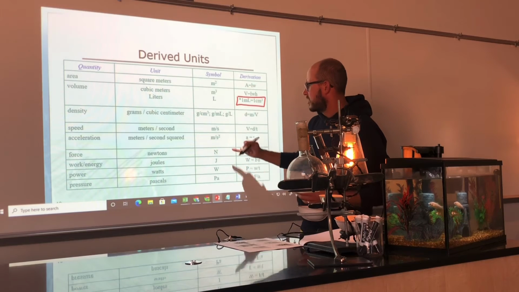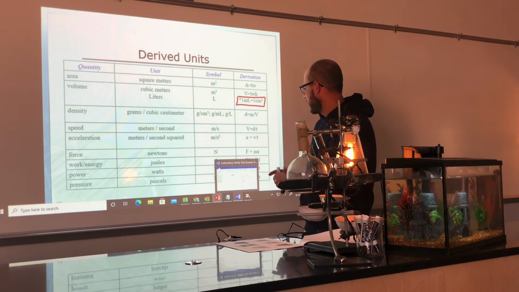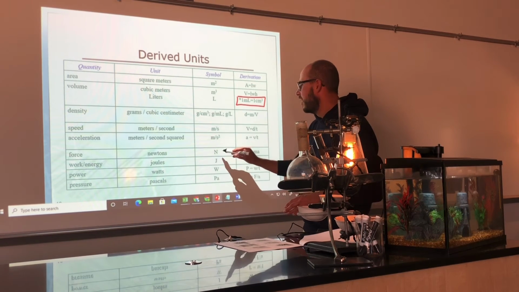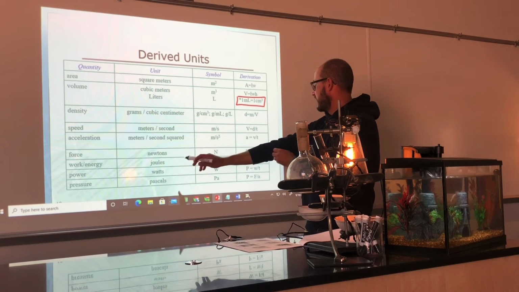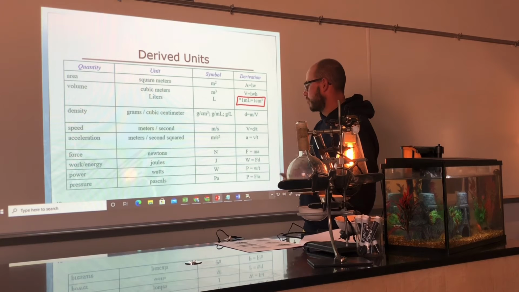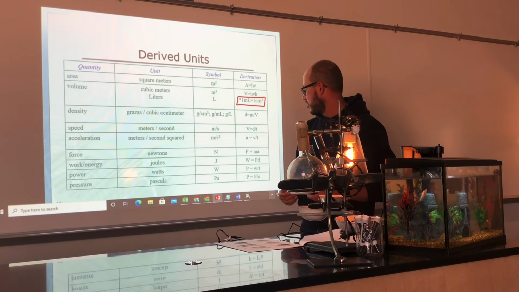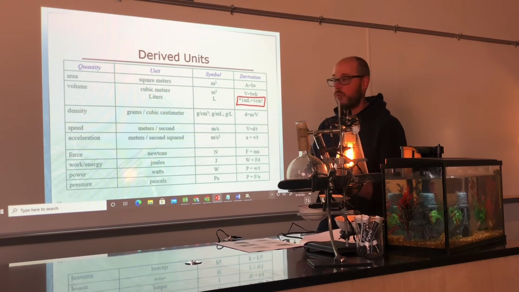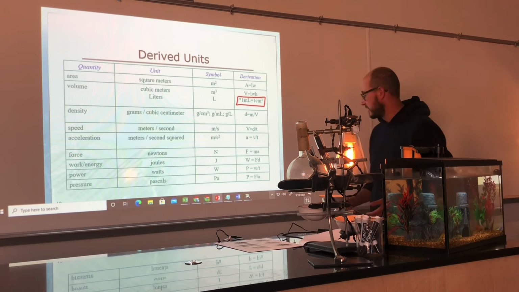Now, many of these units we simplify to make them easier. For example, we measure force in newtons instead of using kilograms times meters per second squared. Work or energy is in joules. Watts is used for power, and pascals is used for pressure.